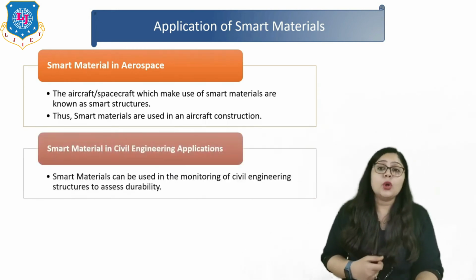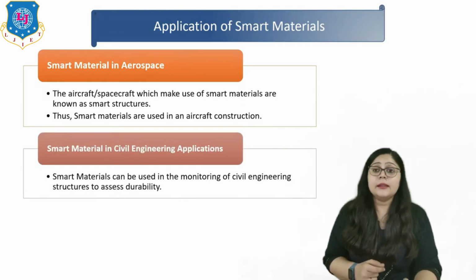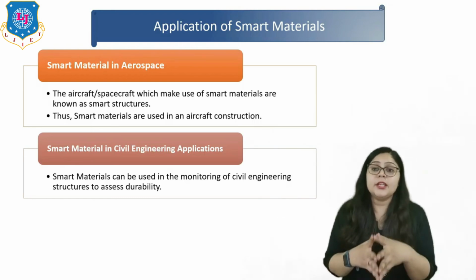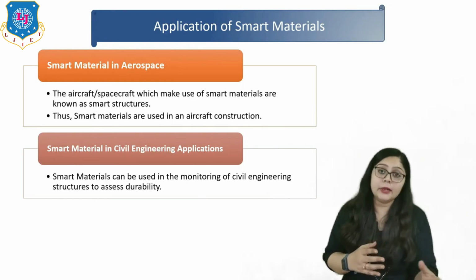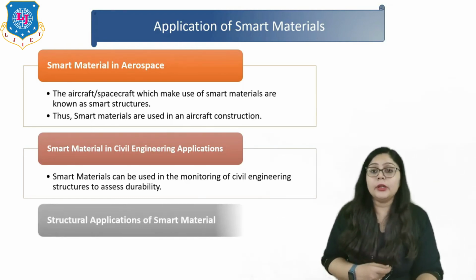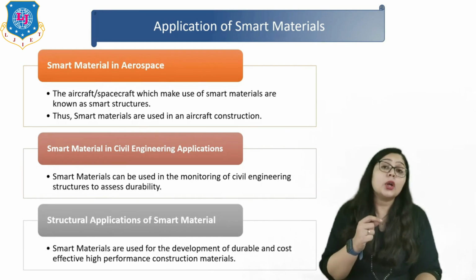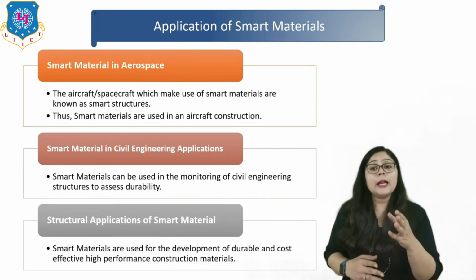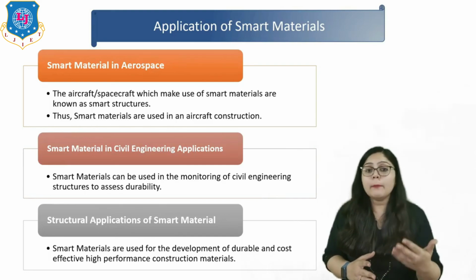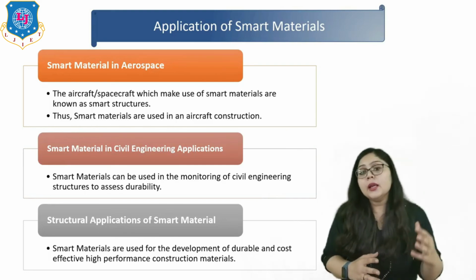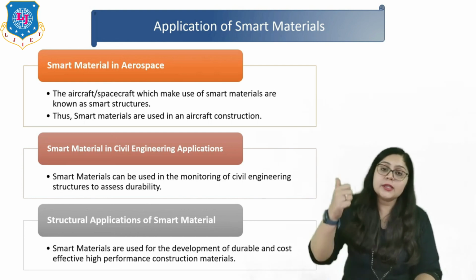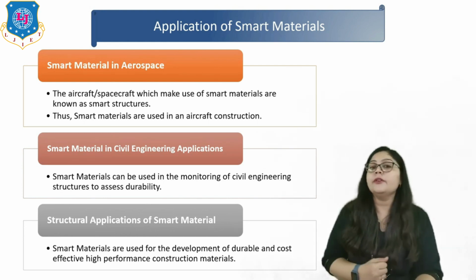If I want to talk about the smart materials in civil engineering applications, then the smart materials can be used in the monitoring of civil engineering structures to assess durability. Again, which is very important. And lastly, if I want to talk about the structural application of smart materials, then smart materials are used for the development of durable and cost-effective high-performance construction materials. So these are the applications of smart materials.